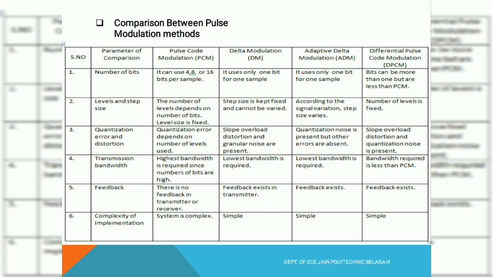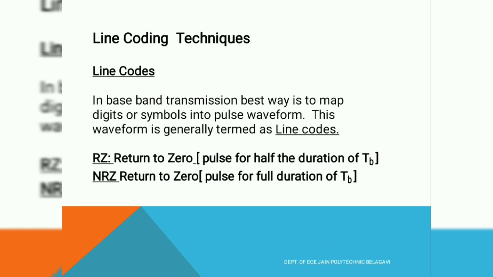Okay, in complexity of implementation, pulse code modulation is a complex system. All three, delta modulation, adaptive delta modulation and differential pulse code modulation, are simple in nature. Okay, next, line coding techniques. Line coding technique means whatever digital data there is should be converted into a waveform suitable for transmission over the communication channel. A line coding technique is used to map the digits or symbols into pulse waveforms.